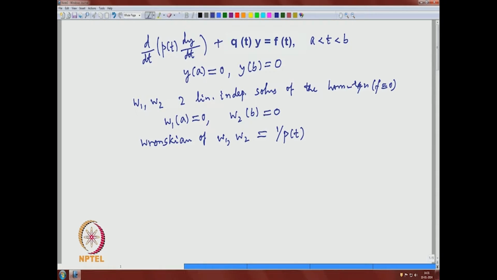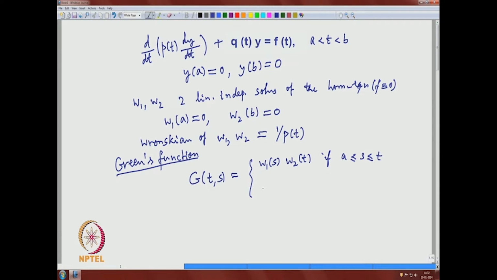Under these conditions, the Green function of the boundary value problem was defined by this expression: w1(s) w2(t) if a is less than or equal to s less than or equal to t, and the other way around, w1(t) w2(s), if t is less than s less than or equal to b.